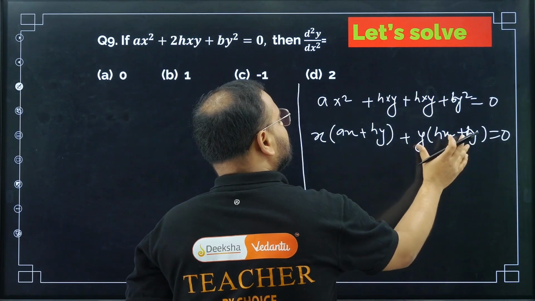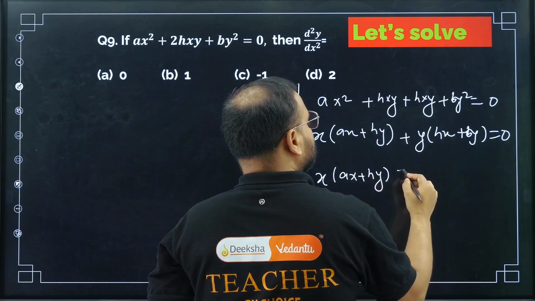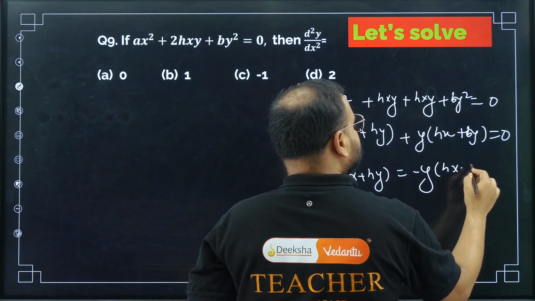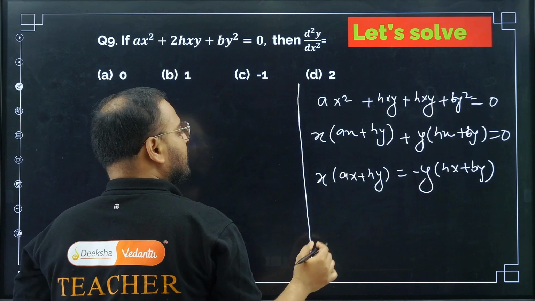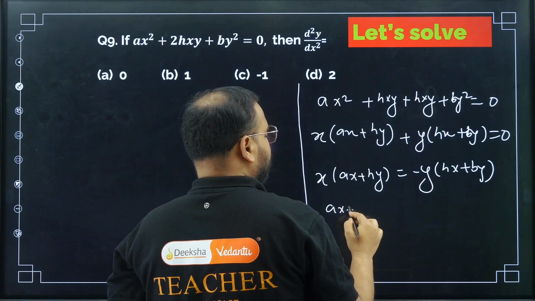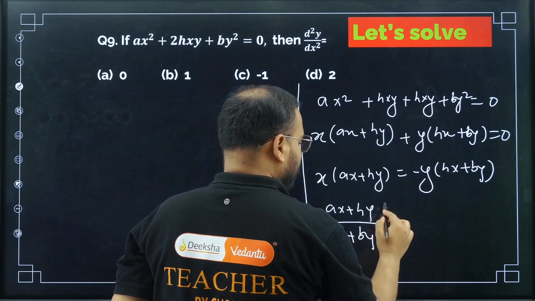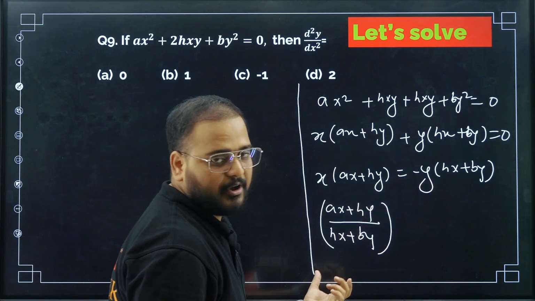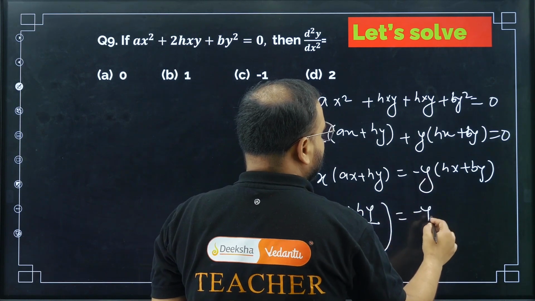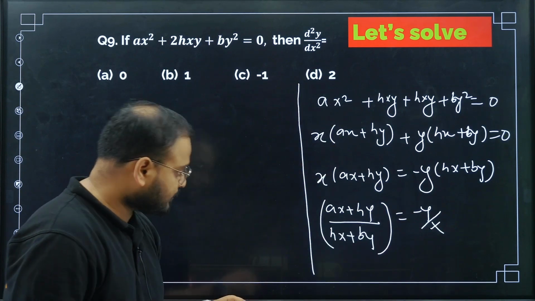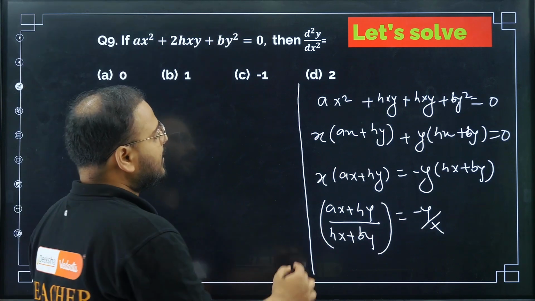Let's do one thing. Bring this term over here. I get x times of ax plus hy equals to minus y times of hx plus by. Now bring the bracket over here and x over there. What I'm going to get? Ax plus hy upon hx plus by. I brought hx plus by over here. It is multiplication, right? It will become division and comes in the ratio, and will become equal to minus y upon x. Please check here: minus y upon x. So this is one of the results that I'm going to use to solve my problem.